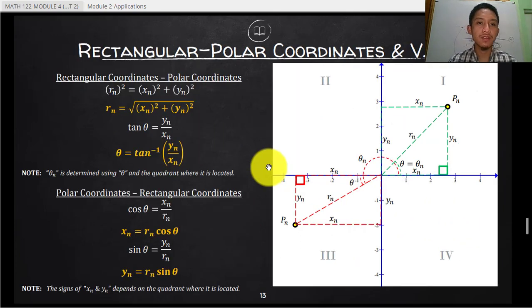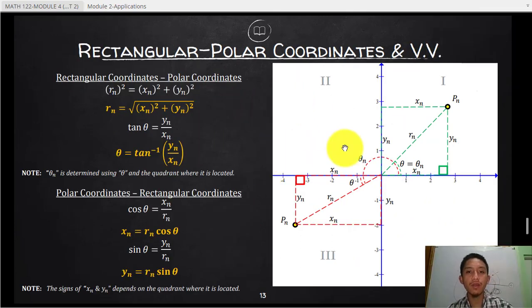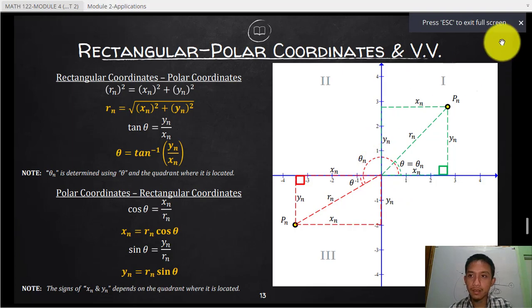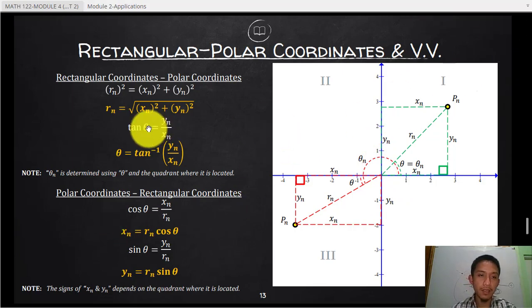Before we go there, let's try to discuss how to convert your rectangular to polar coordinate, or the other way. Let's try to understand that one. Okay, so let's say you are given a rectangular coordinate and you want to put that one in a polar coordinate. So for example here, this is your point.